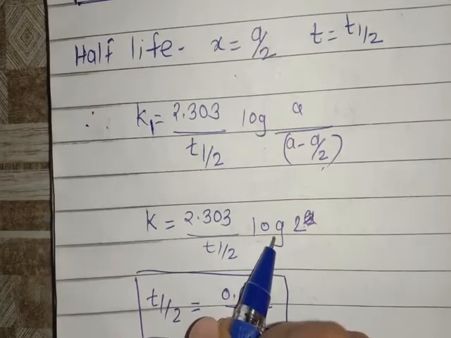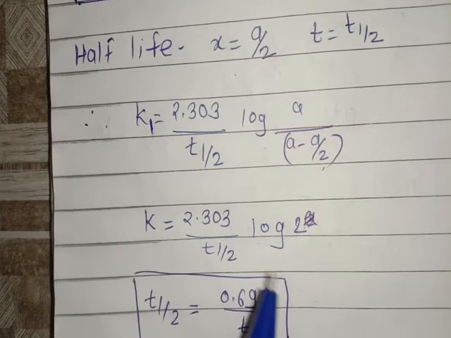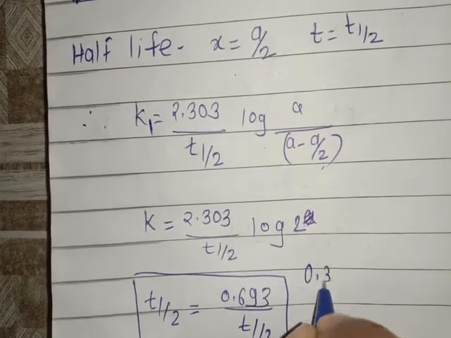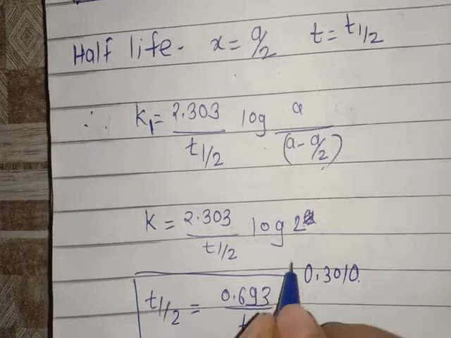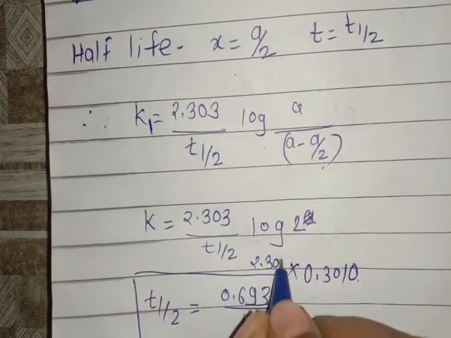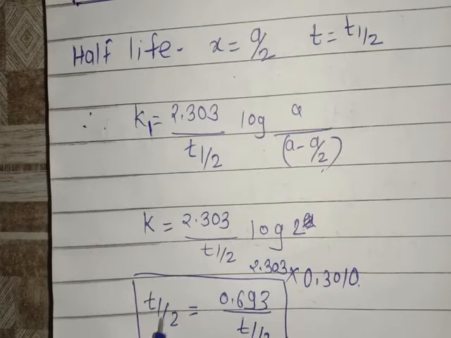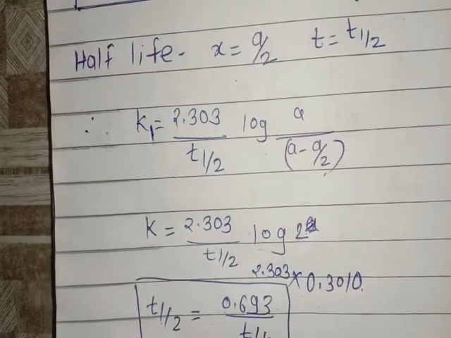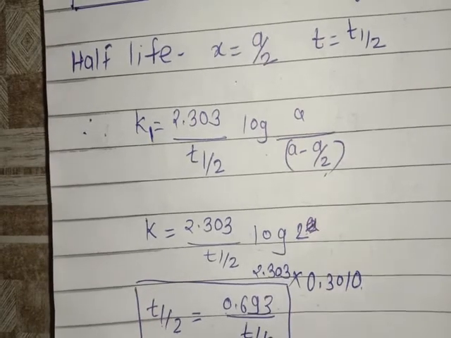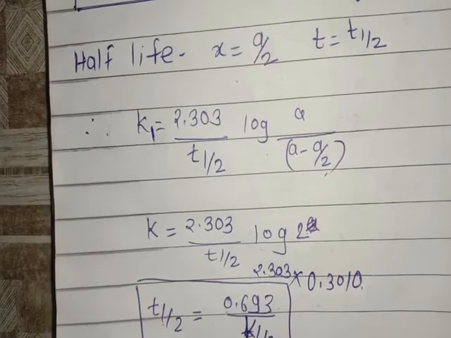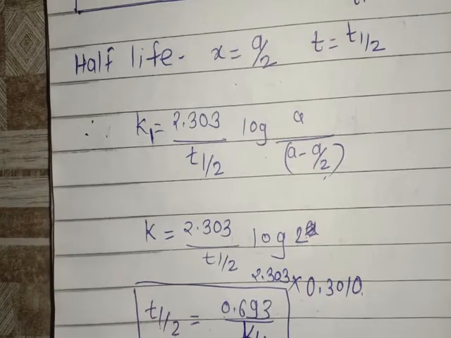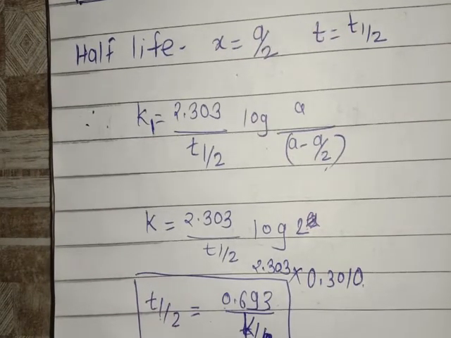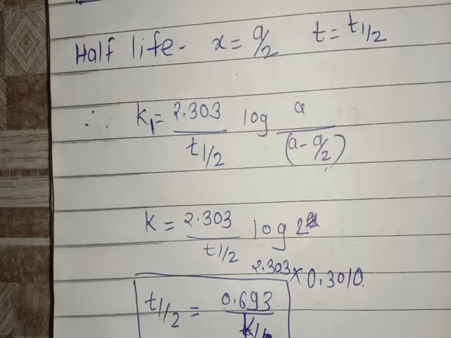So log 2 having the value 0.3010, multiplying by 2.303, we can get t half is equal to 0.693 upon k1. So this is the half-life period of the first order reaction.